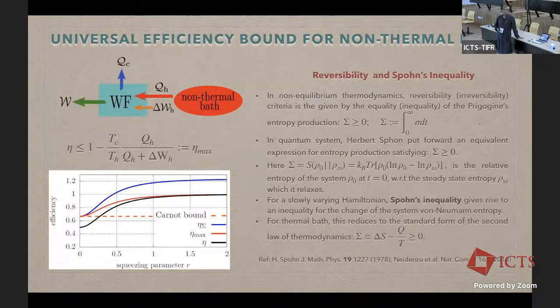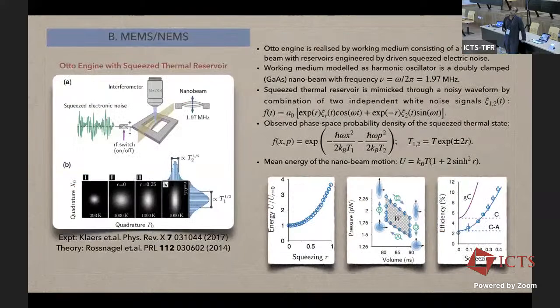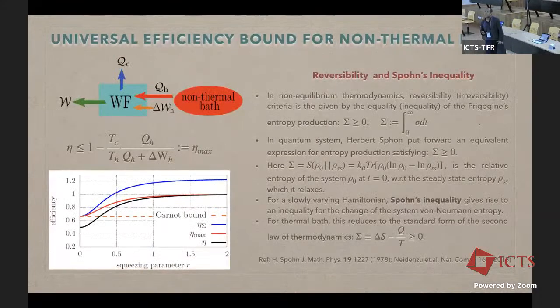Okay. So that's it. With this, again we come back. I just mentioned this to give you a sense of this generalized kernel. So you can have this eta max, essentially that is the Carnot efficiency, if you like, for non-thermal baths, which has to be derived based on least dissipation, not on the reversibility criteria.